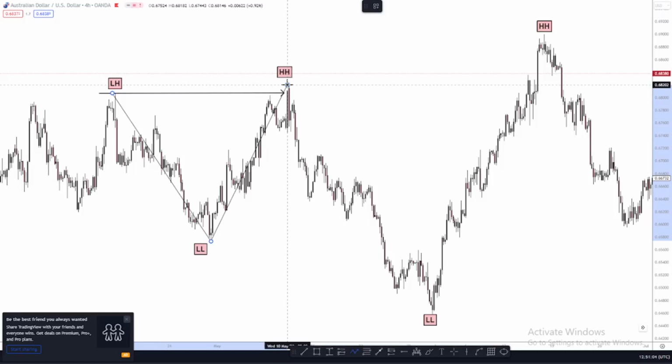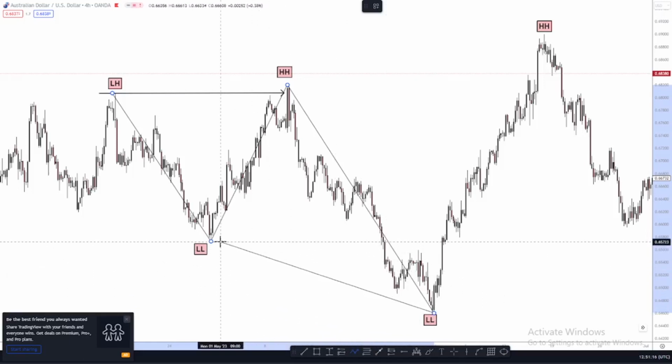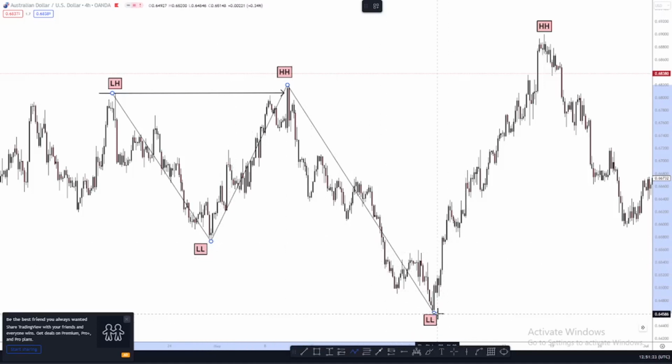After this higher high was created, what does price do next? It goes back down to create a new lower low. Why is this a lower low? Because this low is lower than its previous low. Right? After price managed to create this lower low, what does it do next? It goes back up to create a new higher high.